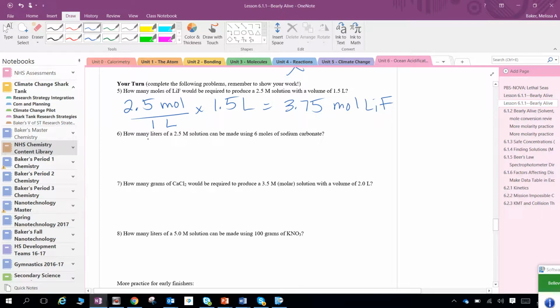Next problem says, how many liters of a 2.5 molar solution can you make if you've got 6 moles of sodium carbonate? Okay, again, you want to make 2.5 moles per every 1 liter, and you want to know if you've got 6 moles, how many liters do you have to add to that? So another way you can think of this is you can do 6 moles divided by how many liters will give you that 2.5 molar solution.